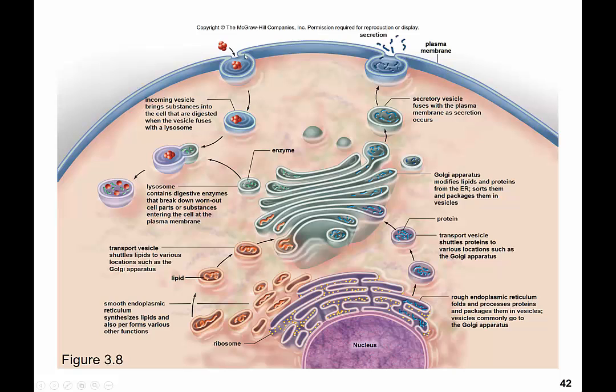So here, if we have an incoming vesicle that's bringing a substance into the cell, this vesicle can fuse with a lysosome that's been produced by the Golgi apparatus, and the lysosome contains digestive enzymes that are going to break down worn-out cell parts or substances entering the cell.